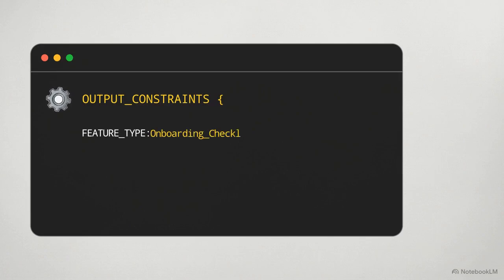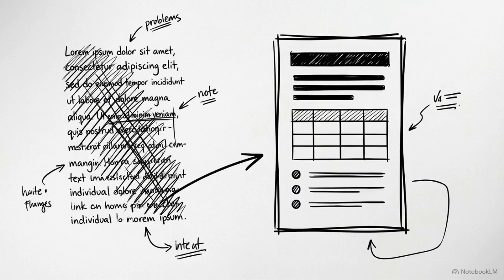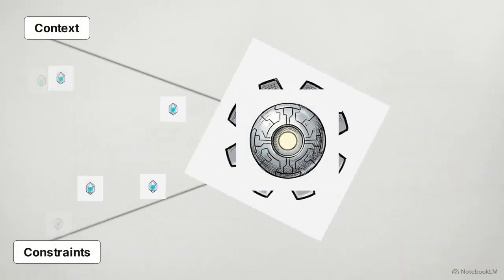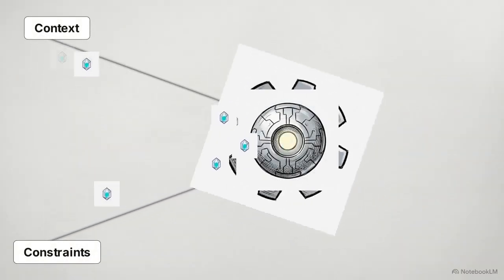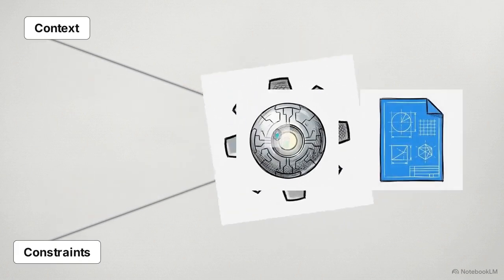We apply this by instructing the AI to write a PRD for an onboarding checklist. We specify that it must include user stories for 3 distinct personas: admin, power user, and viewer, and be explicitly formatted for Notion. By demanding a specific UI format upfront, you eliminate the need for manual document styling, ensuring the output is ready for immediate review. Combining precise context with strict constraints restricts the model's logic. It anchors the AI to your exact parameters and prevents it from inventing out-of-scope features.